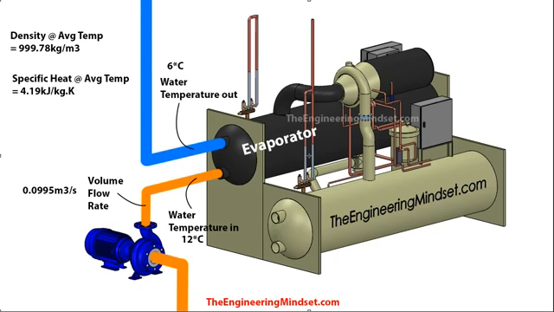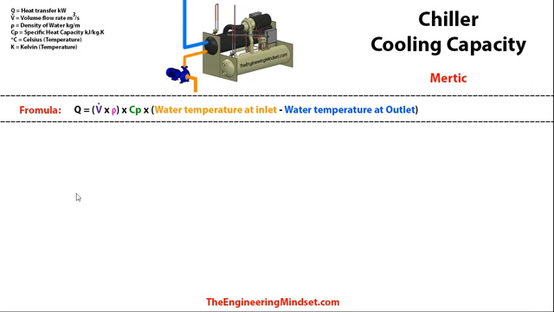Now the formula we're going to use to calculate this is Q equals V dot times rho. The dot above the V just represents a rate of change, or a rate. So V represents volume, and then the dot represents a rate, so flow rate, and the rho just represents the density. So if you multiply the volume flow rate by the density, you get the mass flow rate, which is going to be kilograms per second. So we multiply this by the specific heat capacity of the water at that average temperature, and then we multiply these by the water inlet temperature minus the water outlet temperature.